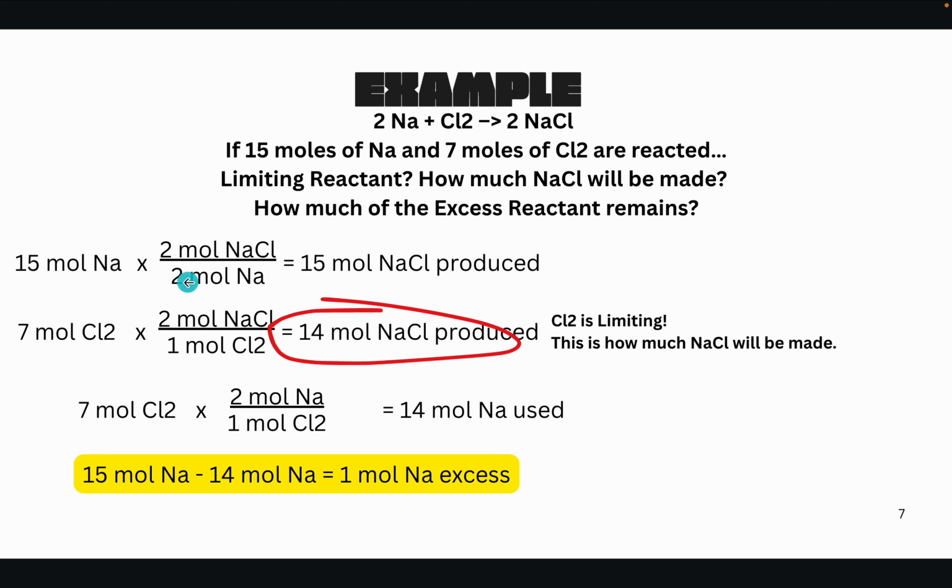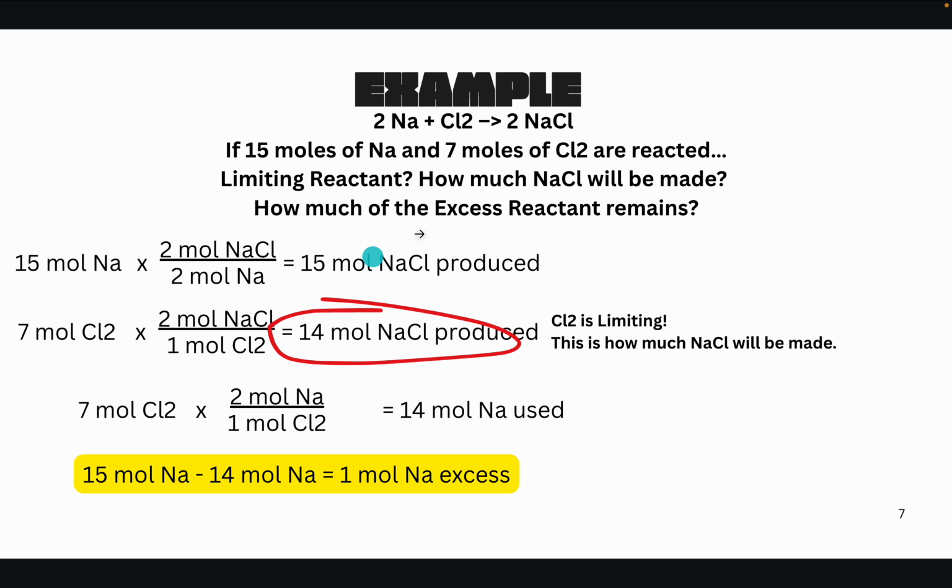So 2 from there, 1 from there. That gives us 15 moles NaCl produced. That gives us only 14. Remember the flour and the sugar? Can we really make 15 moles of NaCl? No, we can only make 14 because that's the least amount produced. We cannot magically get more Cl2 out of nowhere to produce 15. No, we have to stick with what we have. We can only produce 14.